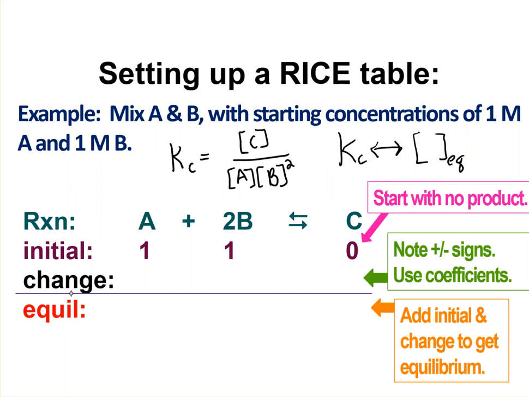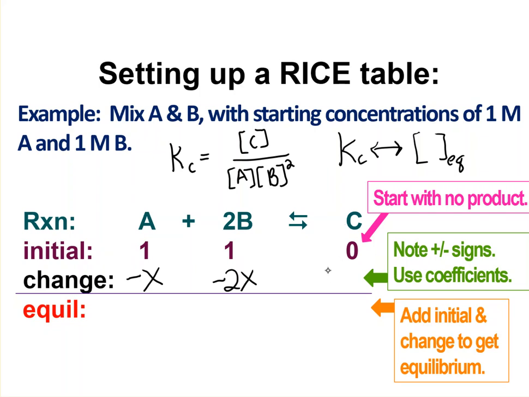Here's our initial, and then when I say change, what I'm saying is I don't know how much of A is going to react, and so whatever that amount is, I'm going to call it X. So I'm going to say X of it reacts. And for the change for B, if X of A reacts, then 2X of B reacts, and I get that from the coefficient. I can see that for every mole of A that reacts, 2 moles of B have to react. So that's where I got the 2. And it's negative because we know the reaction is going to go to the right.